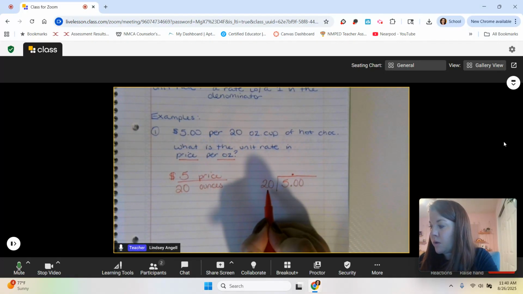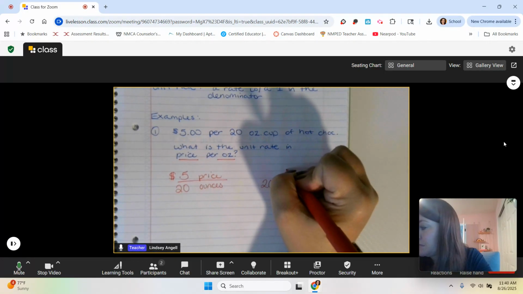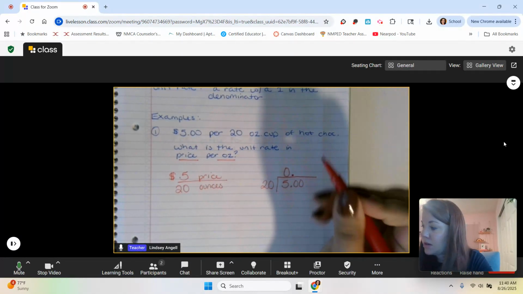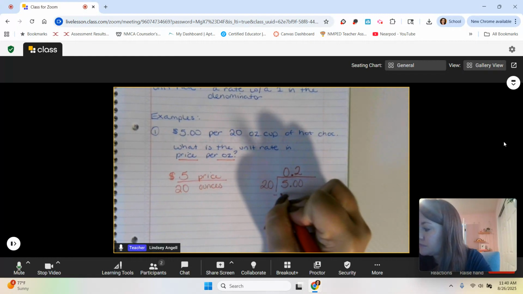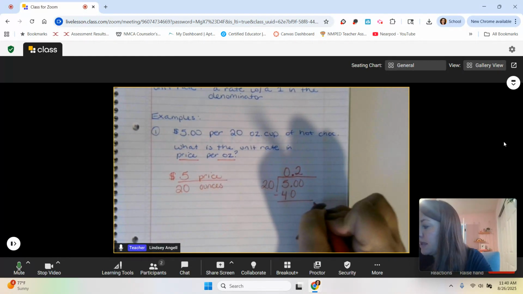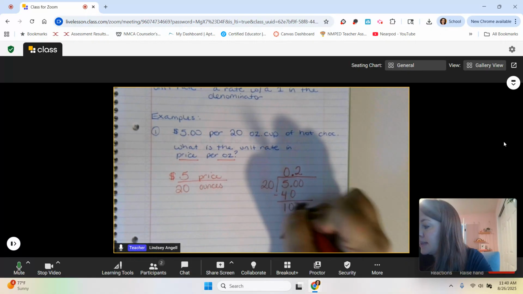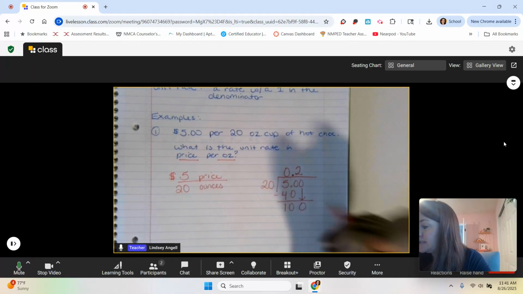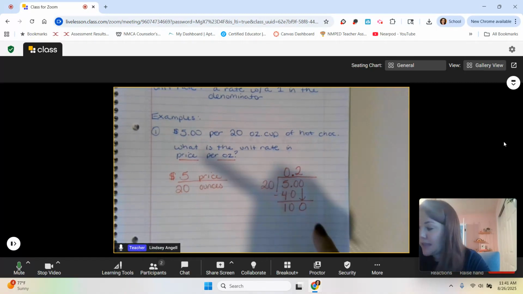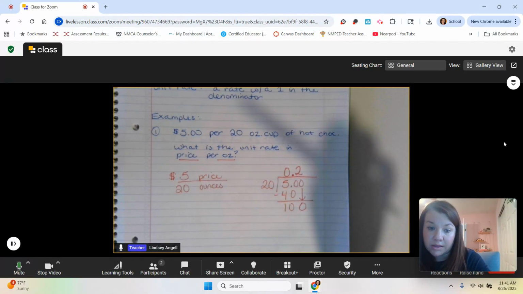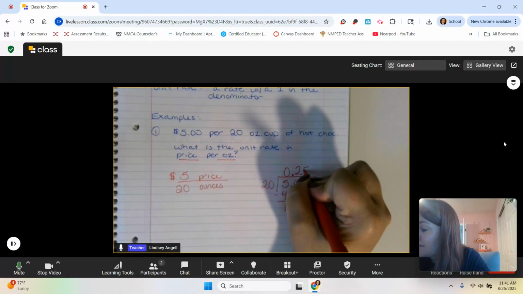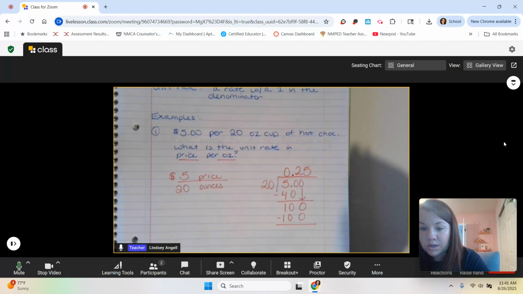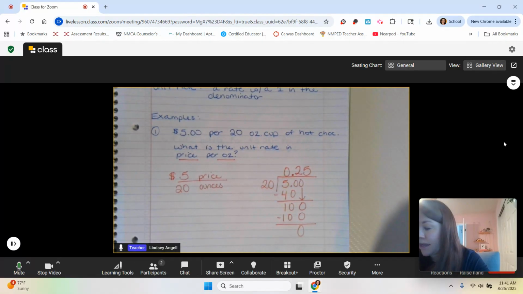All right, so 20 does not go into 5, so I'm going to put a 0. But it will go into 50, right? It'll go in twice. So I used 40. I have 10 left over. Well, I got to go to that next place value, so I'm going to annex my 0, and I'm going to treat this like 100, right? Well, 20, thankfully, goes into 100 5 times perfectly. So we used all 100, and we have 0 left over.